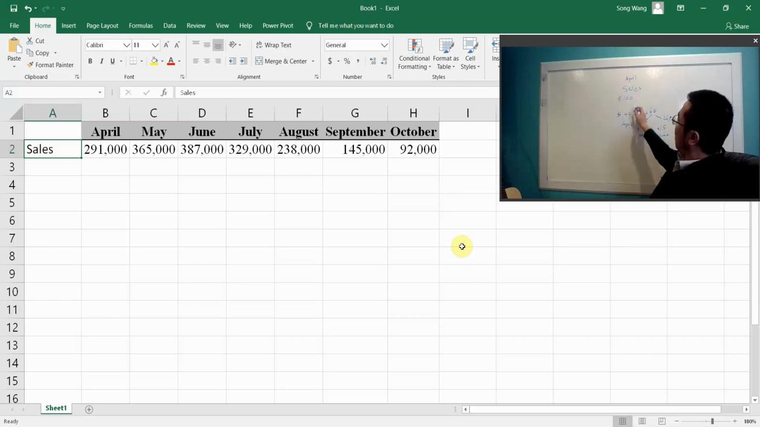$100 sales in April, $40 will be collected in cash. Then among the remaining 60, 45 will be collected in May, and 15 will be collected in June.